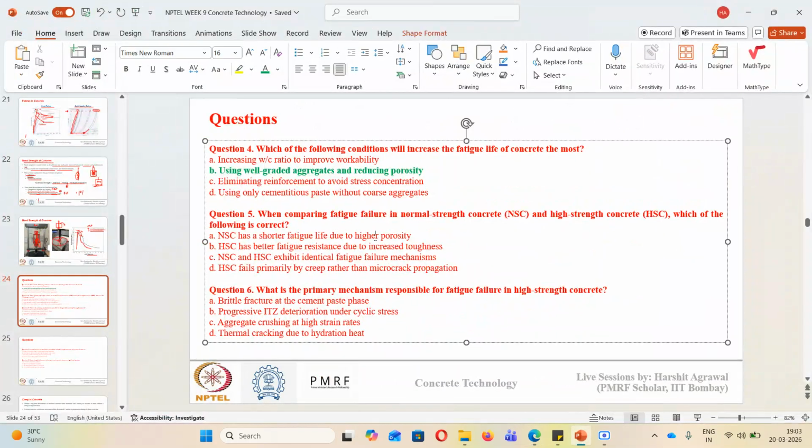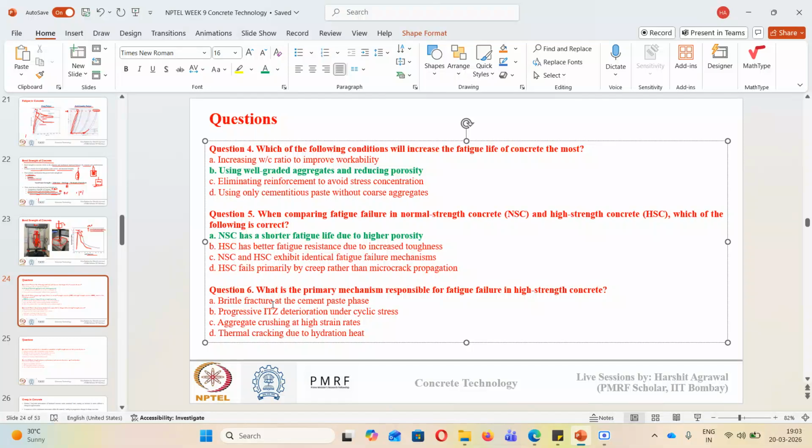Yes, the correct answer is A. Normal concrete has shorter fatigue life because it is weaker in nature. It has weaker ITZ, so it is more susceptible to fatigue failure. Whereas high strength concrete is more dense, and it has less porosity, so it will provide more resistance to fatigue, and it will have a higher fatigue life.